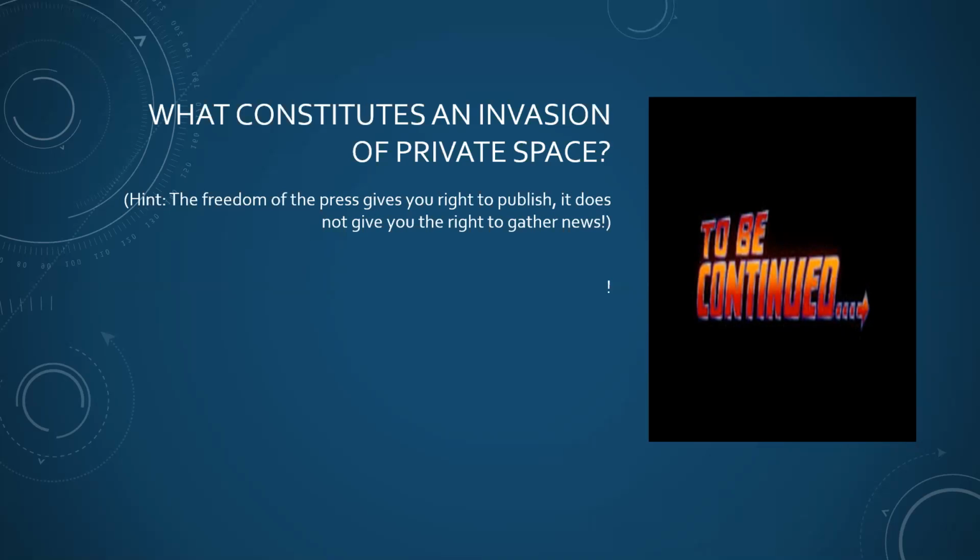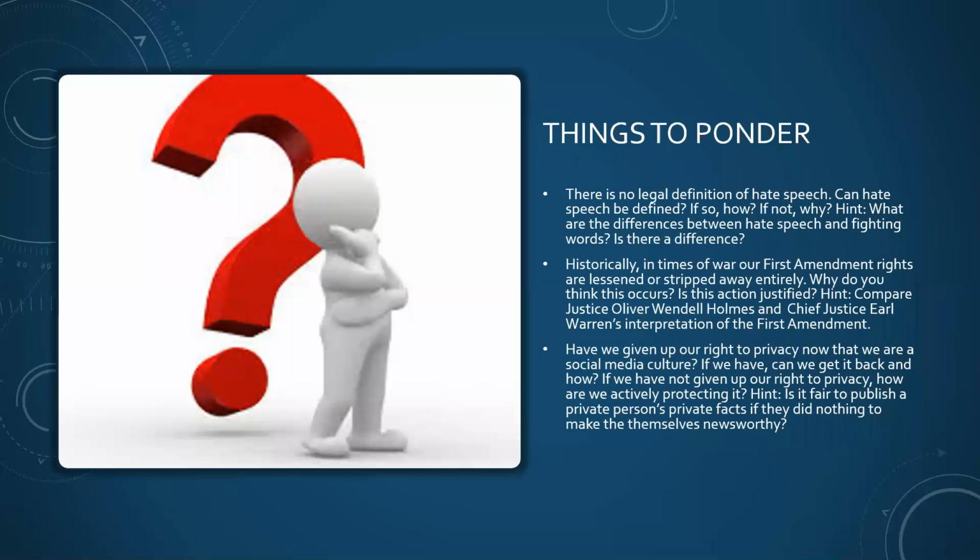But anything else that's considered private, particularly for private individuals, you have to tread lightly, because you can publish something even if it was obtained illegally. If you did not take part in that, if you were not a part of the illegal action that gathered the information, you can publish it. But if you take part in it in any way, then you are liable for it, and you have invaded someone's privacy. So, things that I want you guys to ponder as you move forward.